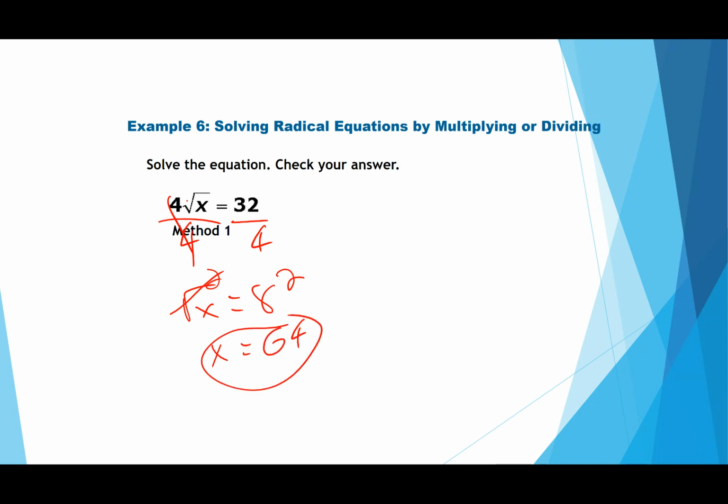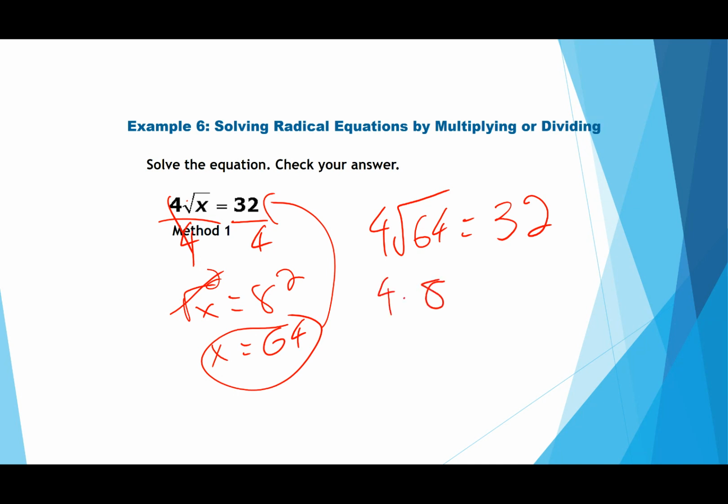We get x equal to 64. So that should be right. Let's see if I plug it in and if it fits. 4 times the square root of 64 equals 32. Well, square root of 64 is 8. 4 times 8 is 32. That checks out. So it works.